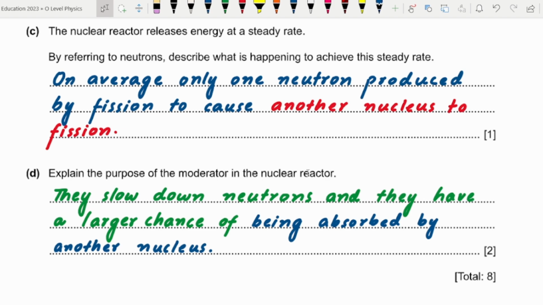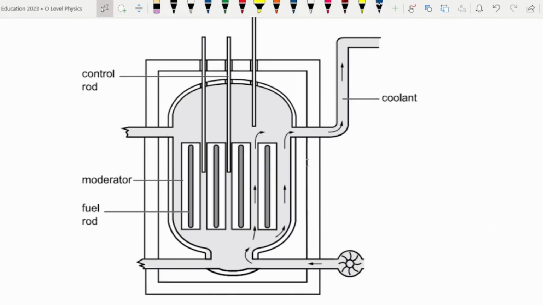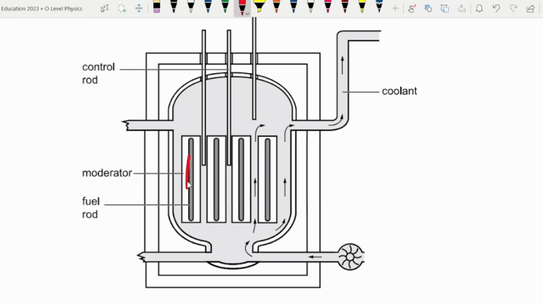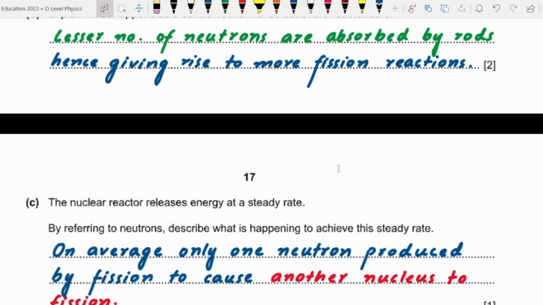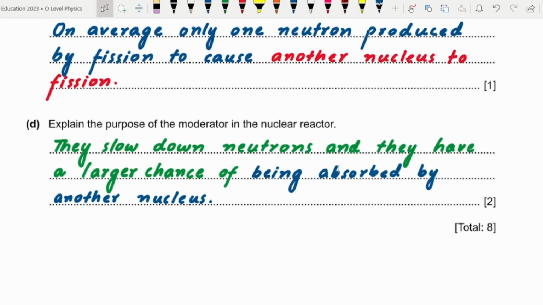Part D. Explain the purpose of the moderator in the nuclear reactor. So the moderators, you can see over here, these are the moderators. What they do is they slow down the neutrons. And once the neutrons are slowed down, they are not in a hurry, they have more chance of being absorbed by the nucleus. And if they have more chance of being absorbed by the nucleus, the reaction would be faster, there would be more fission reactions.